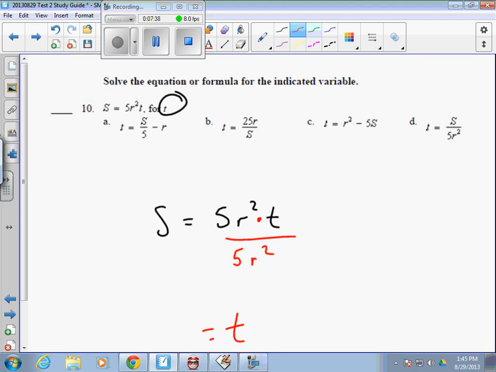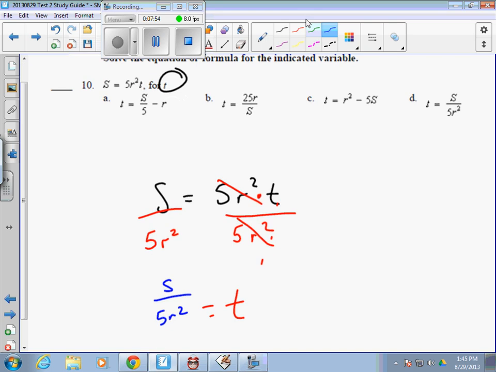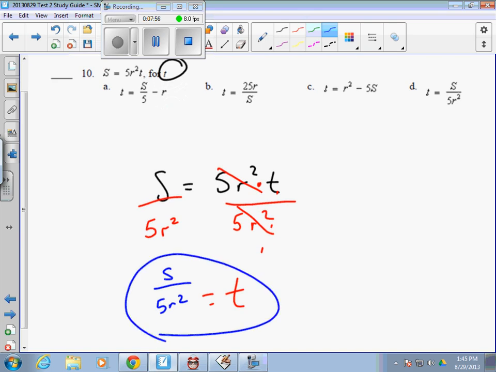If you divide the right by 5r squared, you do the exact same thing to the left, 5r squared. Notice this will cancel out and leave you with just t. That's what we're looking for. So t equals s over 5r squared. T equals s over 5r squared, D.